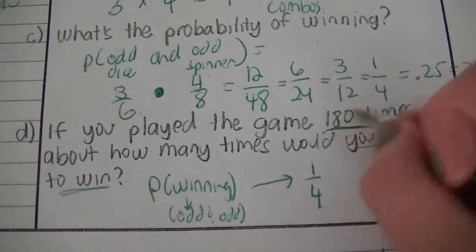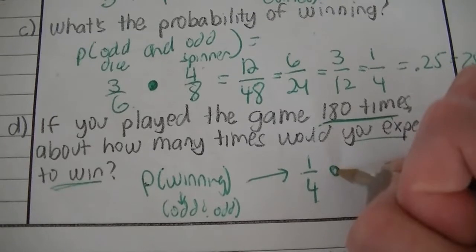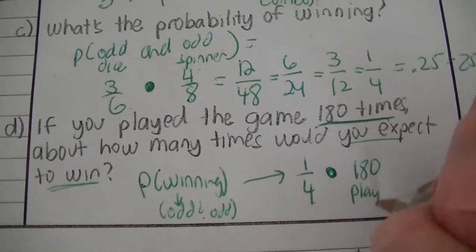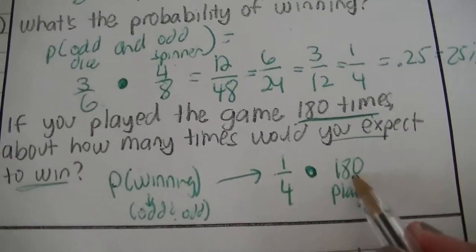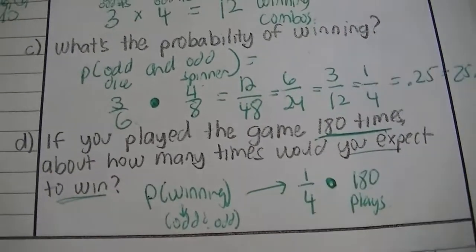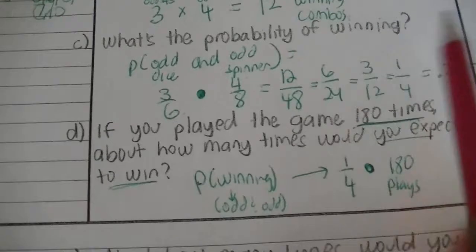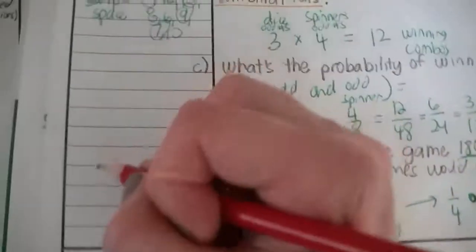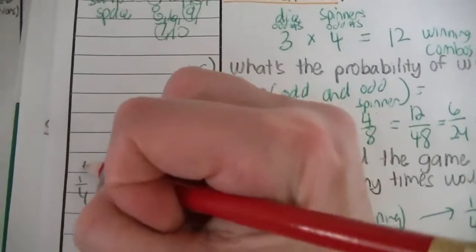But you're going to play the game 180 times. And if you're wondering why you multiply, well, I'm not going to do the whole entire thing, but I'm going to kind of simulate what this would look like. The first time you play, your chance of winning was 1/4. That's the first play.